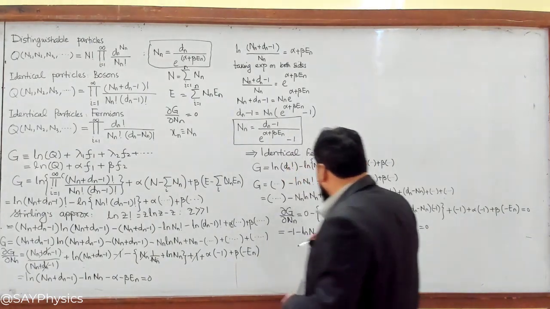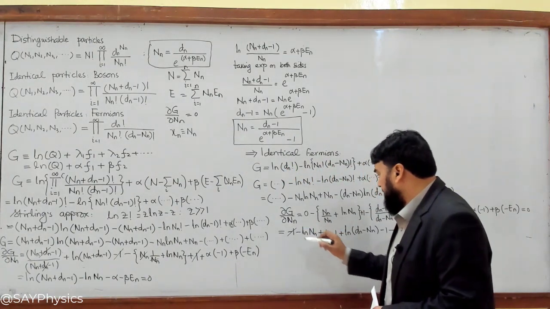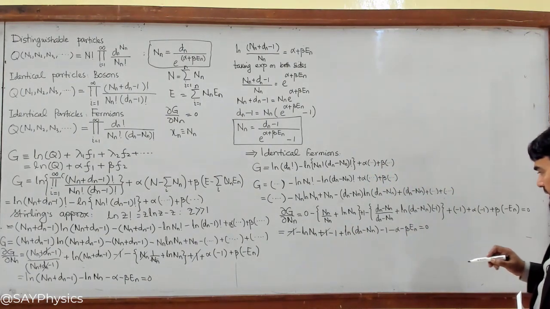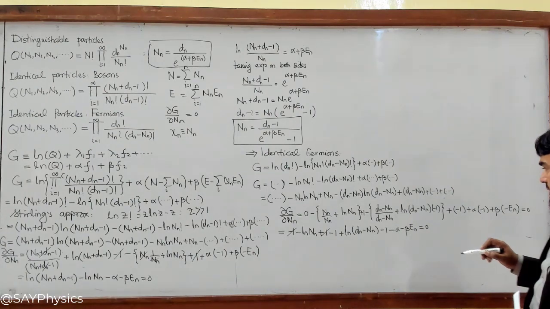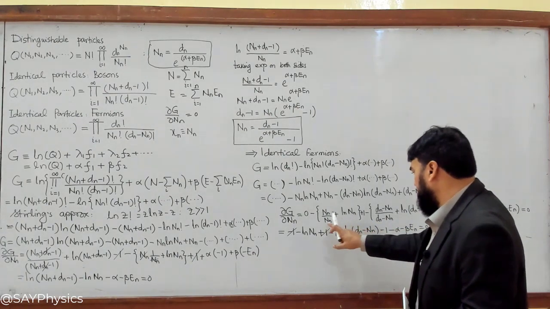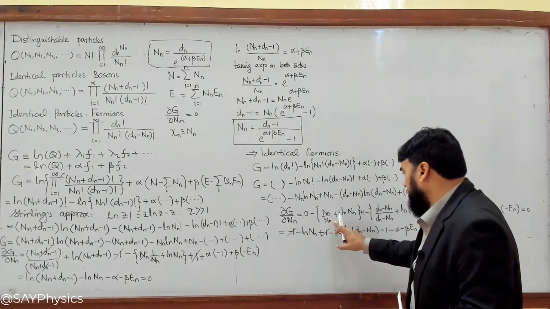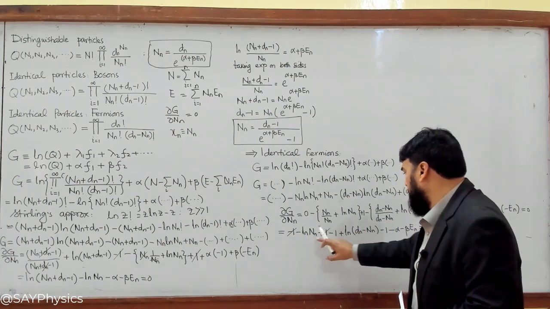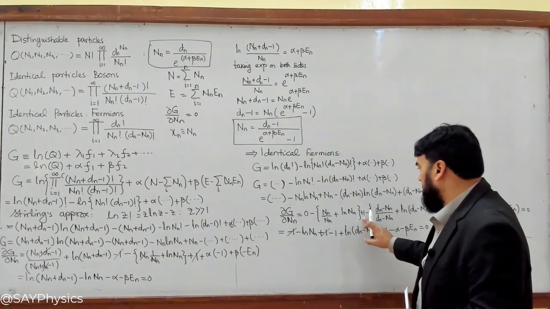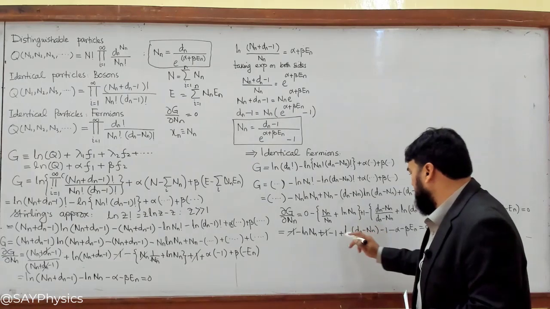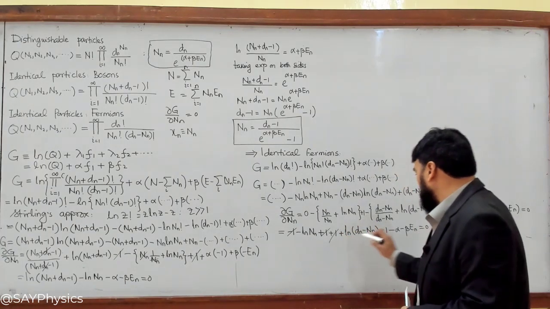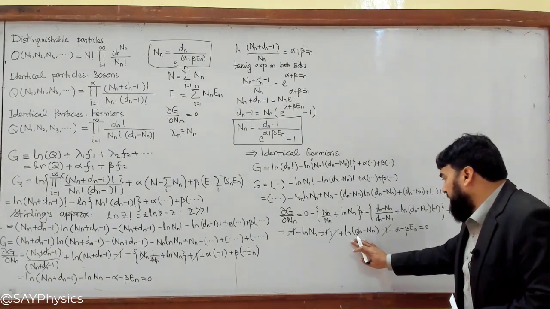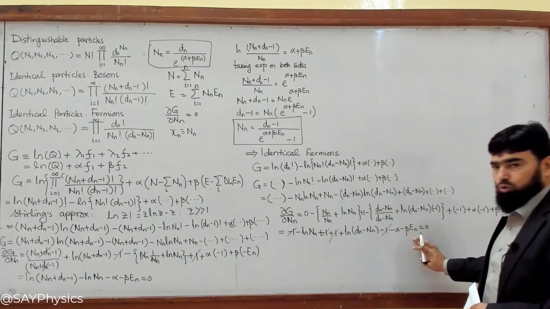So now do the cancellations. Minus 1 cancelling with plus 1 here, and we are having this one, let me check. Minus log, this is minus 1 and then minus log nn, and then this one is plus 1. And this plus 1 is cancelled with this 1 here. We are left with this one and this one.